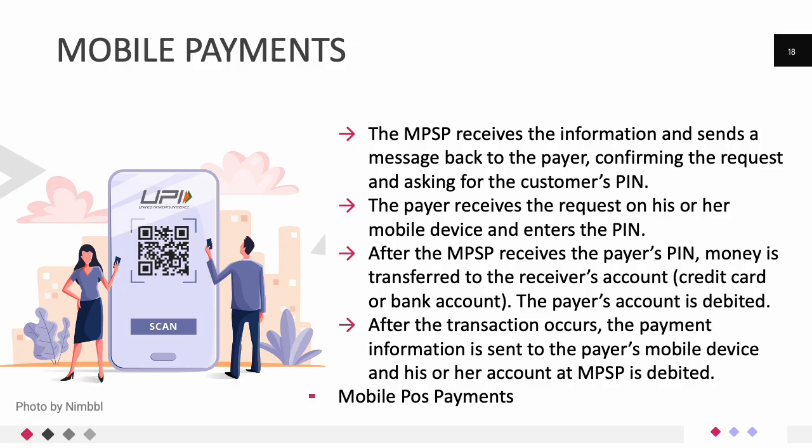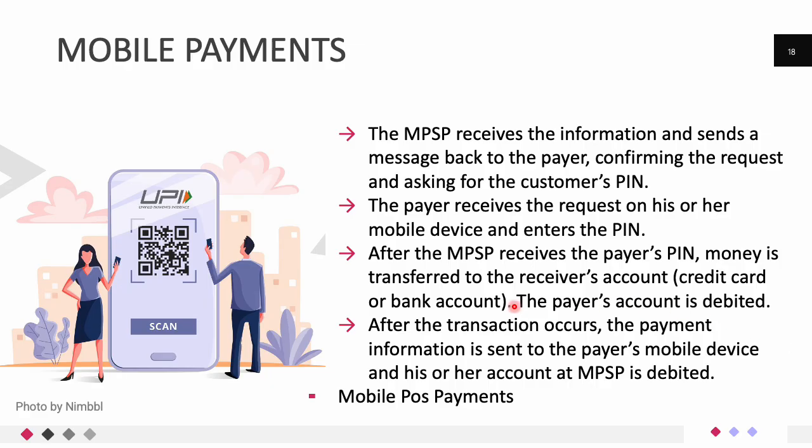Okay, now let's see what happens after you send the payment request. This is where the security and confirmation process kicks in. Once the MPSP receives your payment request, they don't just process it immediately. They send a message back to you asking for confirmation and your PIN number, which is a crucial security step to make sure that it's really you making the transaction. And then you receive this confirmation request on your phone and enter your PIN to authorize the payment.